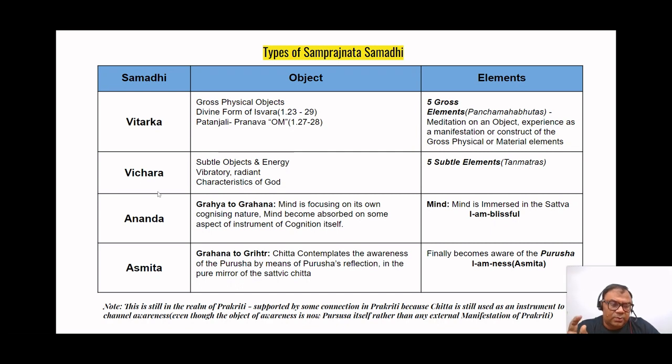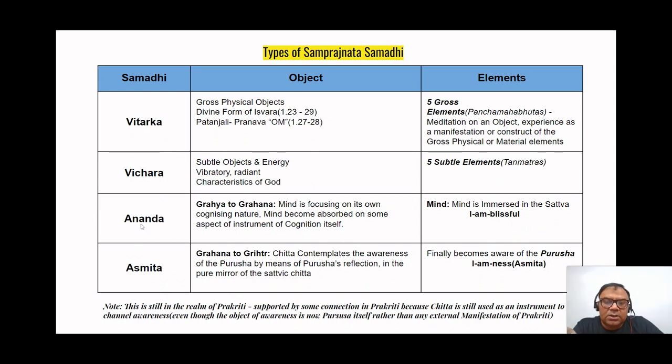Now, the second is the Vichara. Vichara is one level deeper than Vitarka. It depends on the subtle aspect of the gross thing, suppose the subtle aspect of the image of God. That means you are now concentrating on the characteristics of that particular God. So the object in vichara is the subtle objects and the energy, vibratory, radiant characteristics of God. If you pray to Krishna, at this vichara stage you are concentrating on the qualities and characteristics of Krishna. At the element level, you are now concentrating on the subtle elements, also called tanmatras.